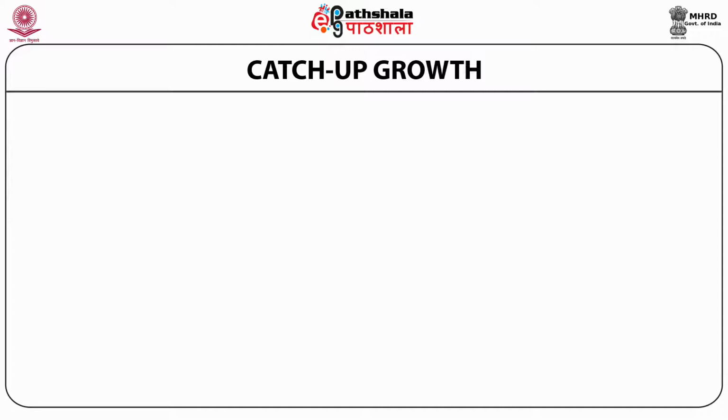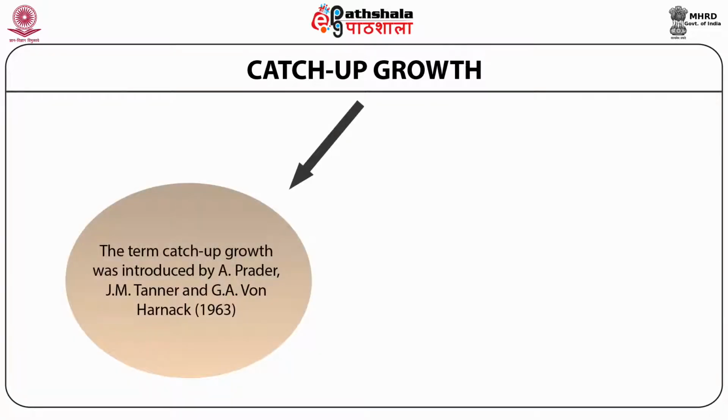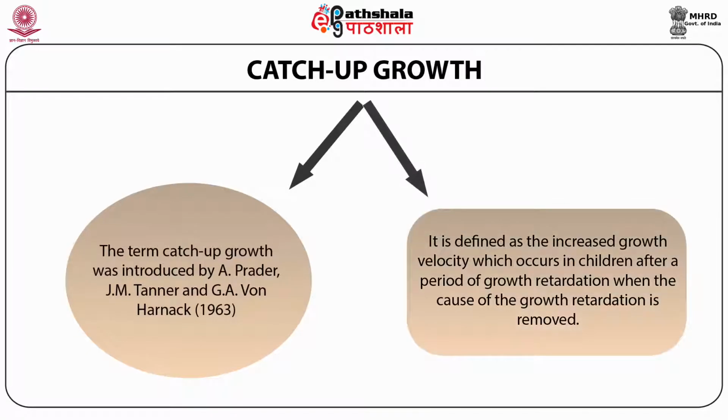Catch-up growth. The term catch-up growth was introduced by A. Prader, J. M. Tanner, and G. A. von Harnack in 1963 to describe the increased growth velocity which occurs in children after a period of growth retardation when the cause of the growth retardation is removed. It is the growth velocity above the statistical limits of normality for a particular age during a defined period of time, following a transient phase of growth inhibition.